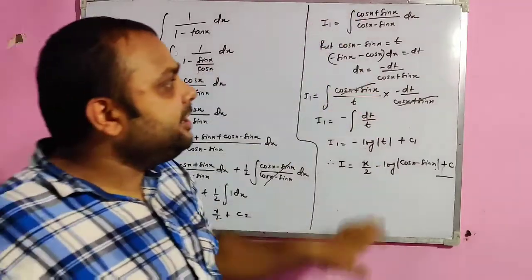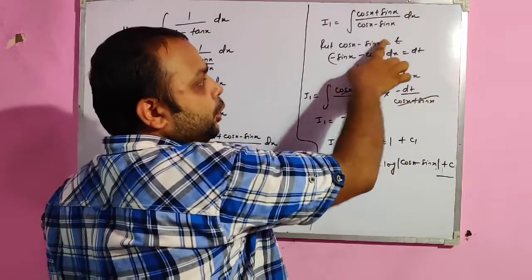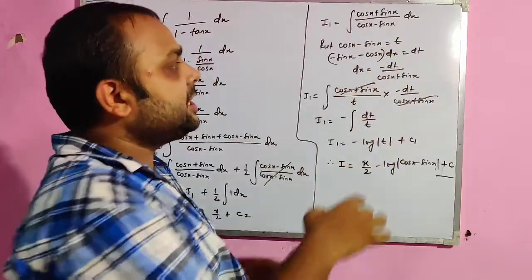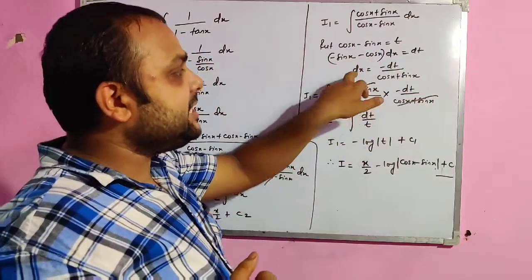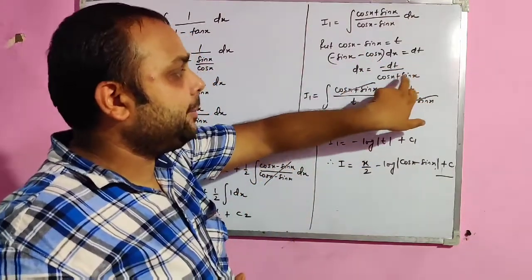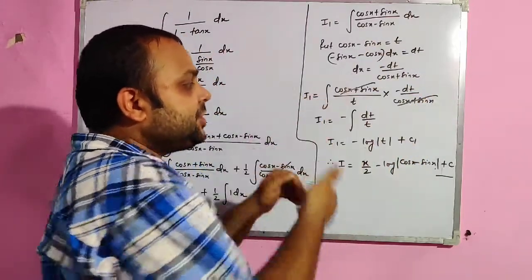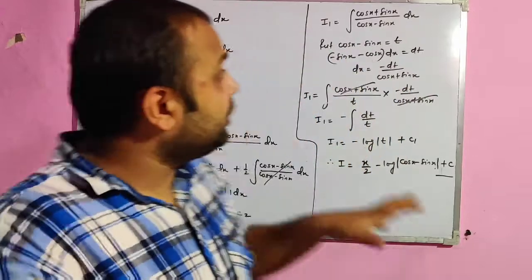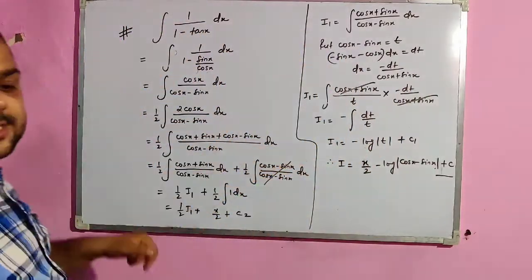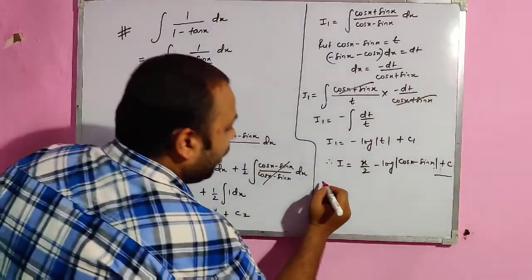Now taking the other one individually, we have substituted this equal to t. Doing the differentiation, I got minus of sin x plus cos x, which can be written as dx equal to minus of dt divided by this. They will eliminate each other, so we get the value minus of log t plus c1. So this is the format question. This type of question you can apply in these problems.